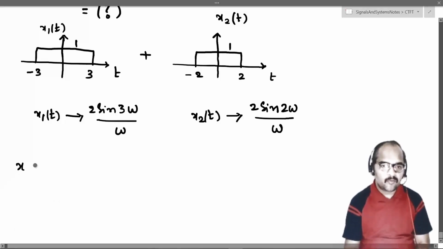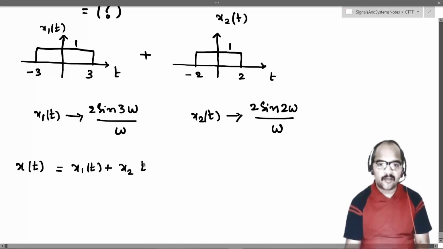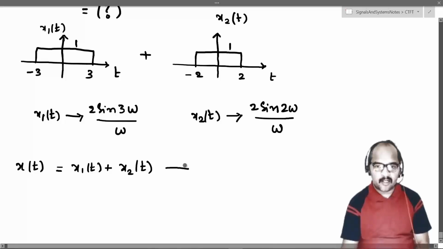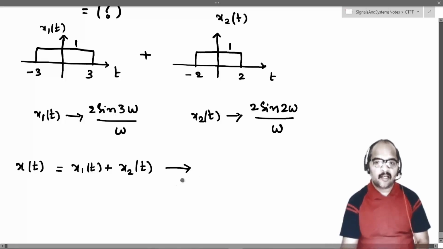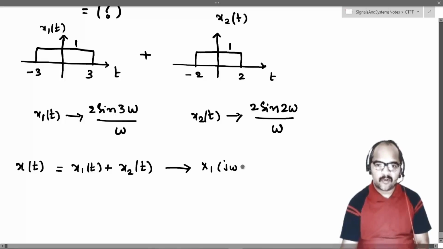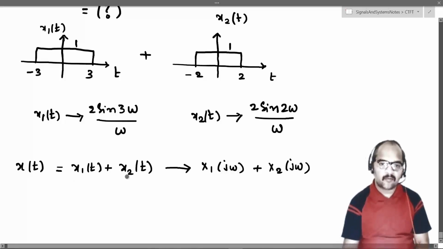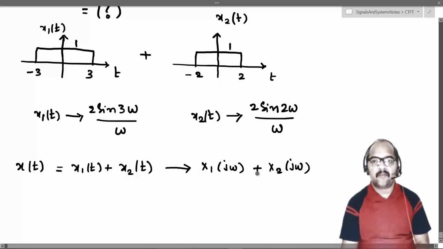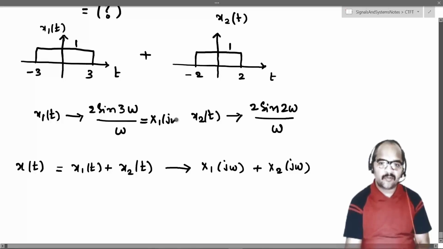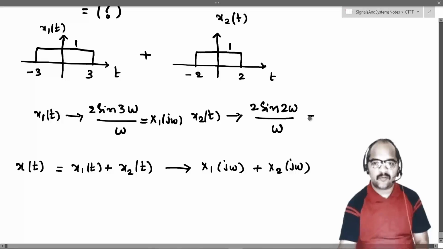Now, we have just seen that our original signal x of t can be written as x1 of t plus x2 of t. So we want the Fourier transform of this signal. By using the linearity property, what do you get? You get the Fourier transform to be x1 of j omega plus x2 of j omega. Why? The scaling factors are 1 and 1, and hence here also you'll get scaling factors of 1 and 1. But what is x1 of j omega? This is our x1 of j omega. Why? x1 of t will have x1 of j omega, and this one would be our x2 of j omega.